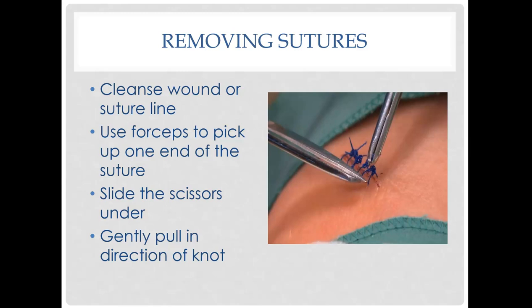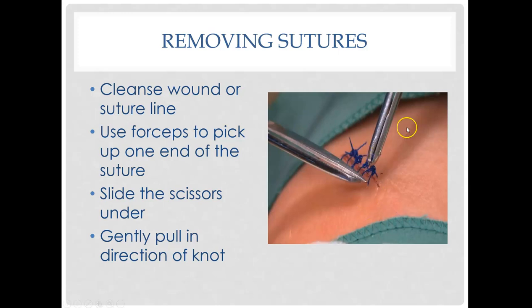Okay, so sometimes we will remove sutures, of course, if the doctor has ordered it. Some guidelines for this: we want to cleanse the wound or surgical or suture line. We're going to use forceps to pick one end of the suture, then slide the scissors under and gently pull in the direction of the knot. Most hospitals will have suture removal kits. They'll have little scissors shaped so they can easily go under the sutures. So this is a picture of really easy sutures to remove.